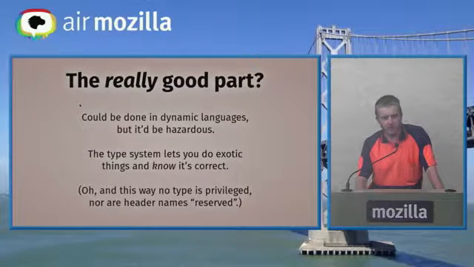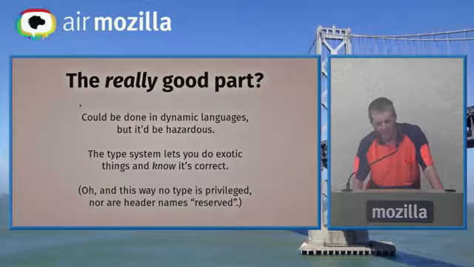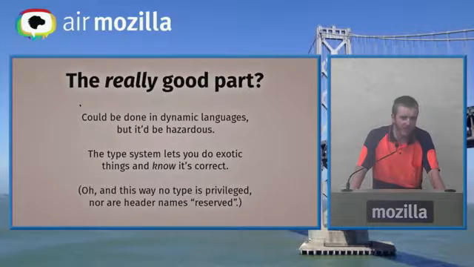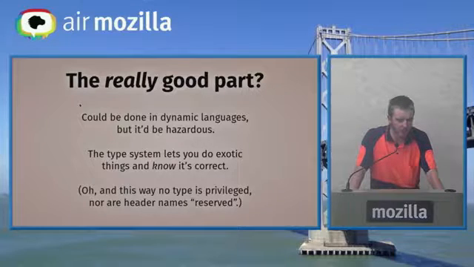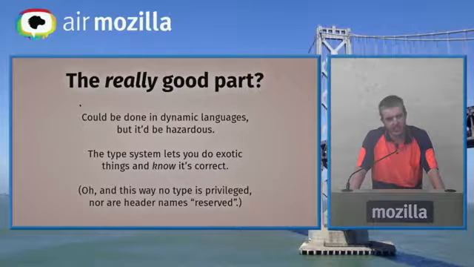Now, I won't lie at all. This is something that you could do in dynamic languages, but it would be hazardous, and the full extent of it would not be neat to do in a dynamic language. The reason I say it would be hazardous is because you don't have the type system to catch you when you make a mistake with it all. And so this type system allows you to do things like this that people are just normally too scared to do. It lets you do these things, but be confident that it is actually correct.